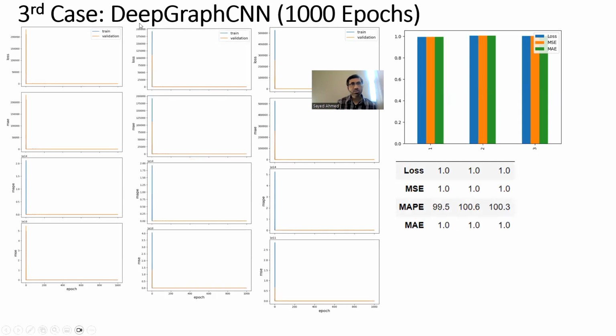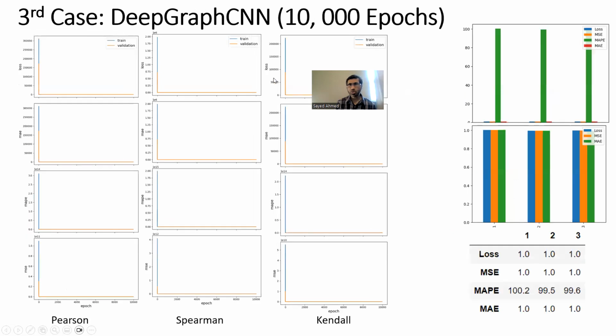Okay, third case, deep graph CNN, 1000 epoch. Third case, deep graph CNN, 10,000 epochs. As I told, it uses multiple layers of GCN and then CNN, and then I added the MLP layer there just so that I can predict.